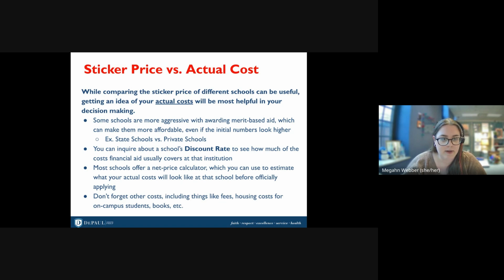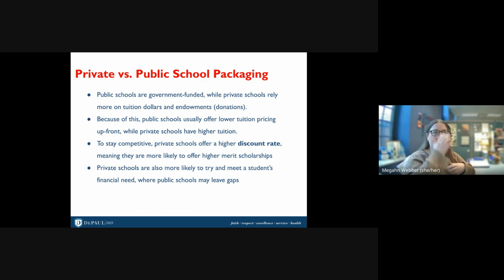And then the last slide that I'm going to go over is a comparison between private and public school packaging. As you can imagine, these schools function very differently, mainly because of their funding sources. Public schools are government funded. For example, Illinois State University is an Illinois school, and a lot of their funding is received from the federal government and the state of Illinois. Whereas a private school, like Elmhurst University, for example, does not receive as much federal or state funding. They do still receive some, but a much smaller percentage than those state schools. So a private school relies more on the payments received from students and endowments or donations to keep things up and running.